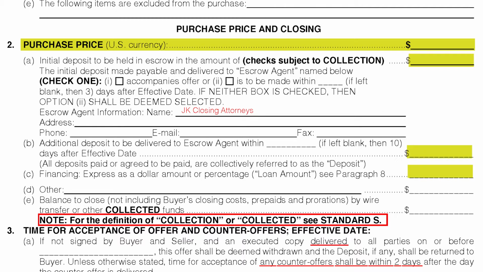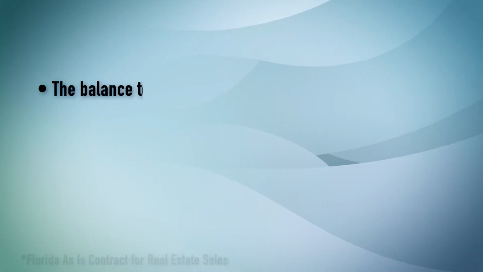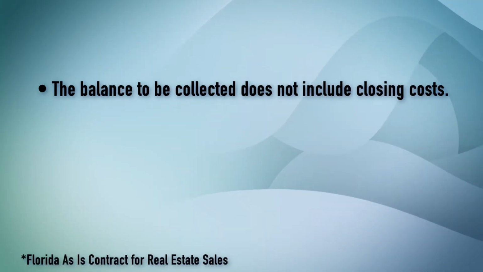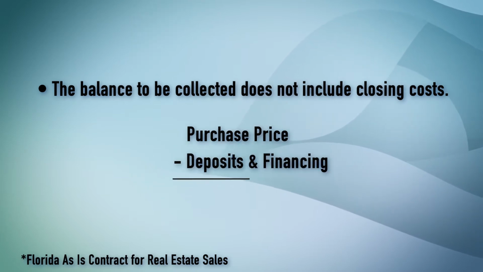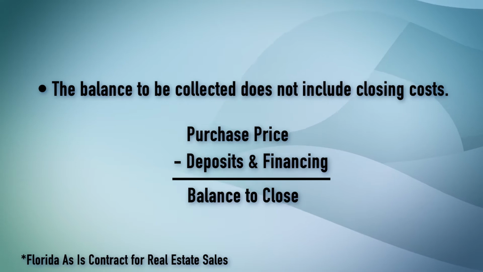Other could be gift funds or something like that. And then on the last line is the balance to be collected. The balance to be collected does not include closing costs. So basically you take your purchase price and you subtract all of the deposits and the financing and you come up with your balance to close.